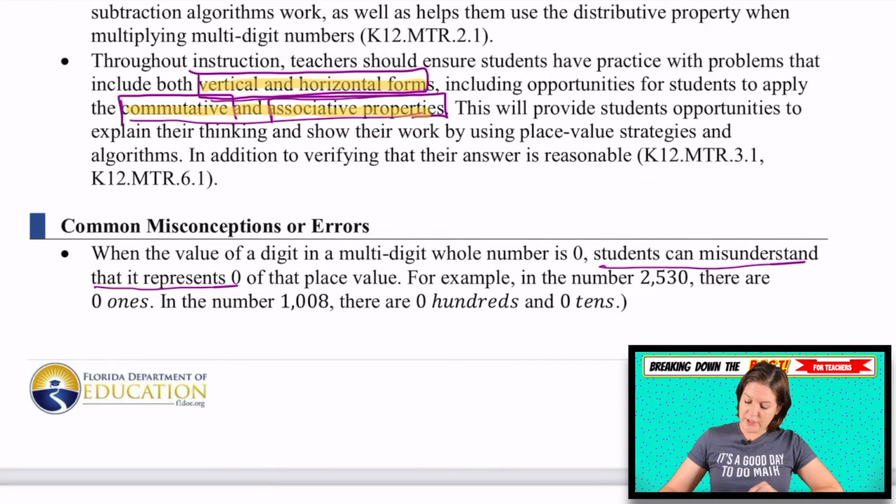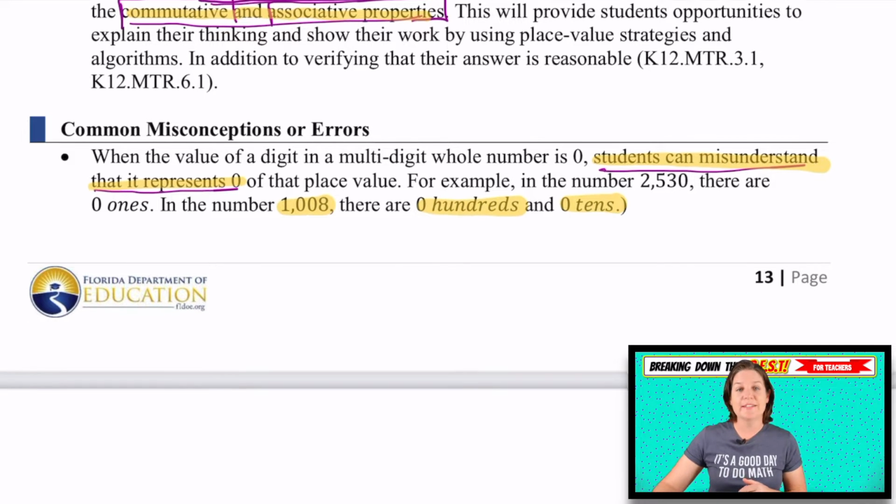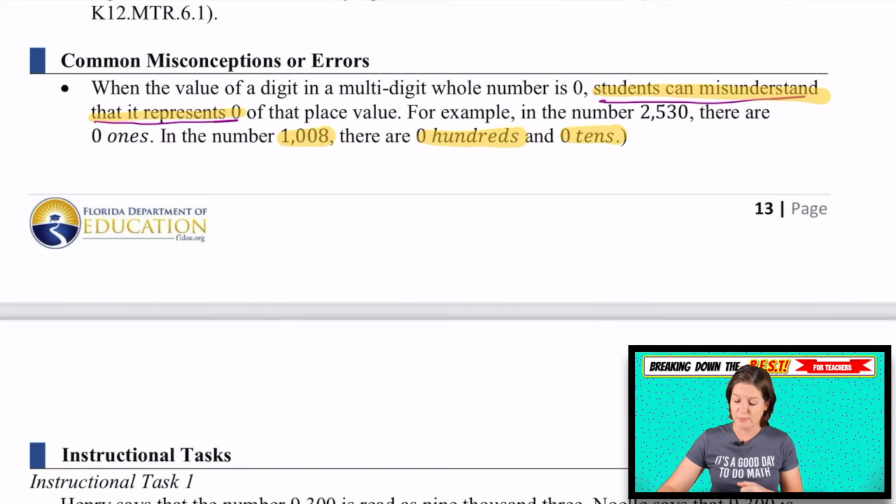Yes, I love the common misconceptions here. Students can misunderstand, I'm sorry, misinterpret what the value of 0 really means. So when you have zeros in your numbers, take time to explain what those zeros mean. Like right here in 1008, we have 0 hundreds and 0 tens. Take time to explain that. Don't just assume that students know that.